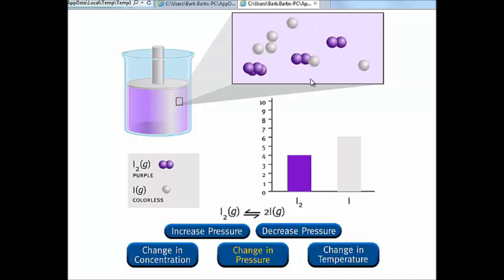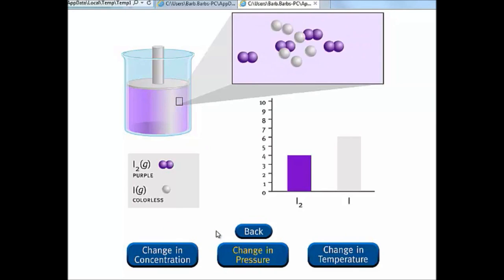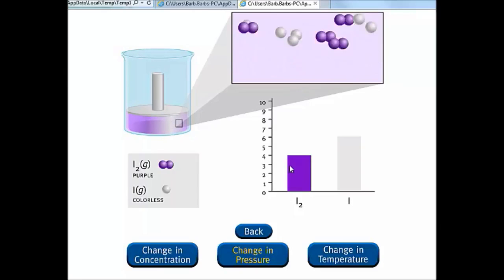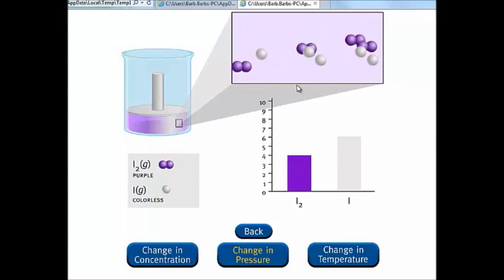Let's stress this system by changing the pressure. Click on one of the pressure buttons. You have increased the pressure by decreasing the volume of the container. The system can partially offset this stress by decreasing the moles of gas. Recall that pressure is directly proportional to the moles of gas.